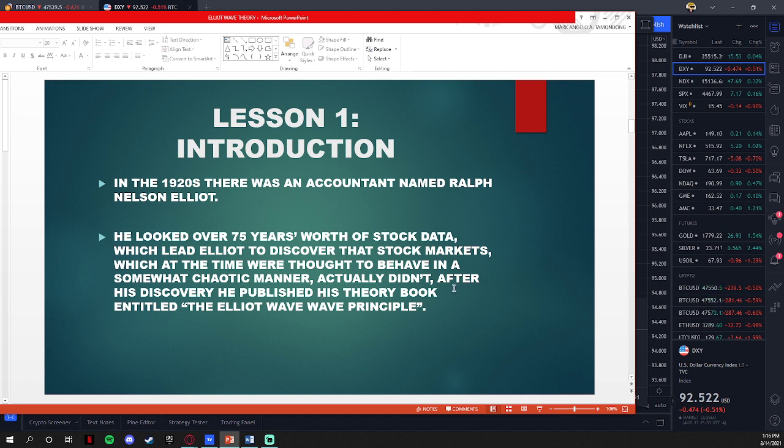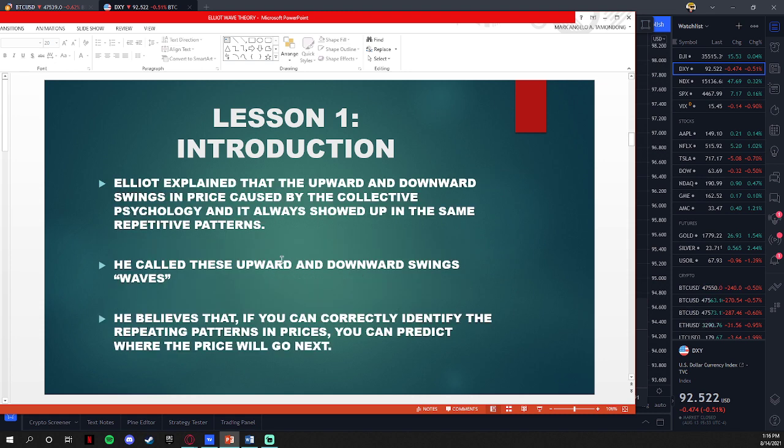So these Elliott waves are very, very necessary. As a trader, you always gotta have this bag in your backpack. Elliott explained that the upward and downward swings in price are caused by collective psychology, and it always showed up in the same repetitive patterns. He called these upward and downward swings waves. He believed that if you can correctly identify the repeating patterns in prices, you can predict where the price will go next.